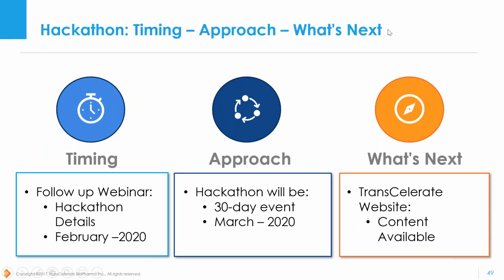In addition to the technology package, some of the key information for the timing, approach, and what's next for the hackathon, there will be a secondary webinar in February. That webinar will cover more in-depth details of the hackathon, logistics, and how to register. The approach of the hackathon will be a 30-day virtual event. The hackathon will take place in March of 2020. TransCelerate's website, as of now, has that solution framework available for pre-read and content.